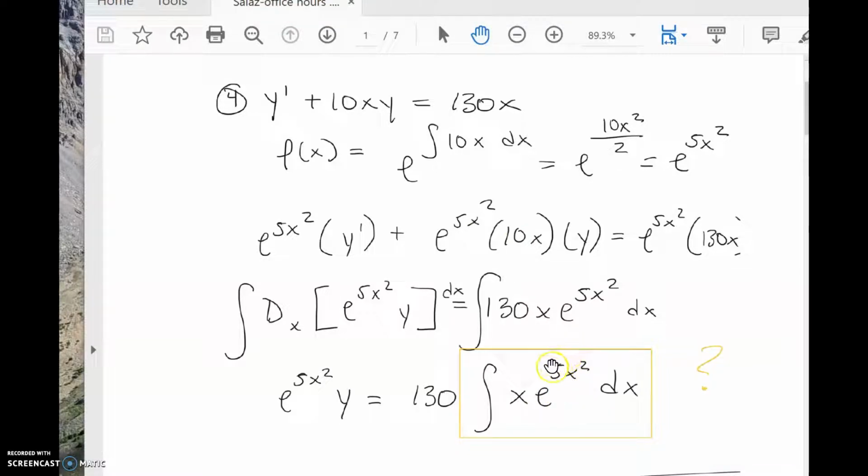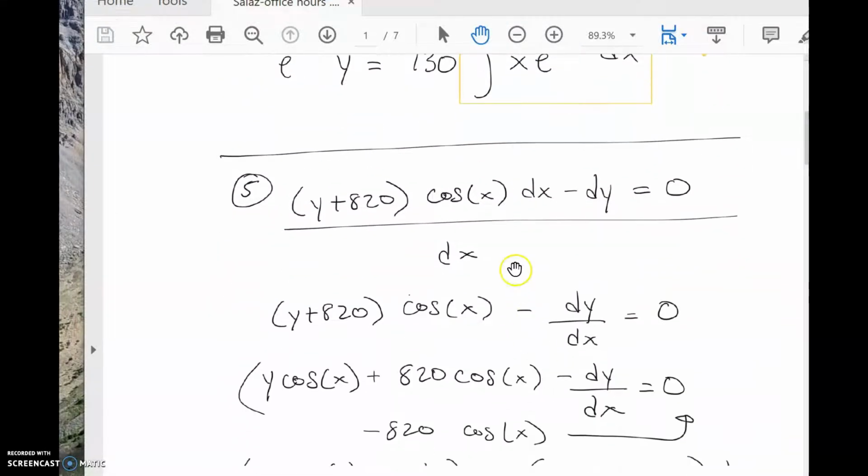If you let u be 5x squared, it should work out, right? Remember that from Calc 1? If you let u equal 5x squared, and then you do the change of variables to u substitution, this x should cancel out, and you should end up just integrating e to the u with some sort of coefficient out there. So yeah, everything's good. Everything's right up until there. Looks like you just got stuck. So let u equal 5x squared and see what you get for that integral.